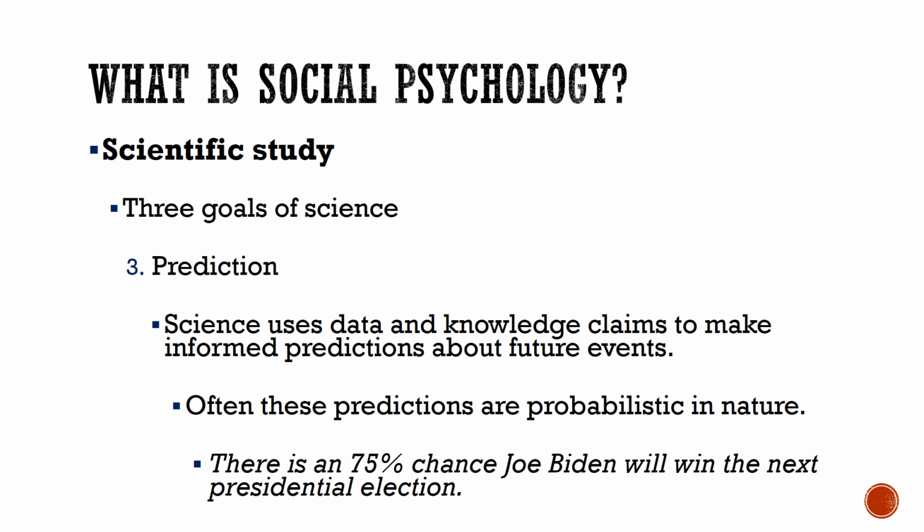That is, they are predictions that state the odds or chances of whether an event will or won't happen in the future. Like saying there is a 75% chance Joe Biden will win the next presidential election.